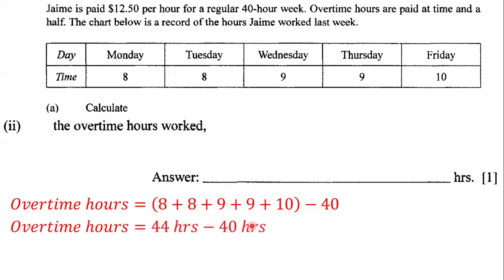And so we have 44 hours minus 40, and 44 hours minus 40 is going to be 4 hours. So in total for this week, she worked a total of 44 hours, but we have to subtract 40. And so the number of hours that she worked for overtime is 4 hours. And so her overtime hours is 4 hours.